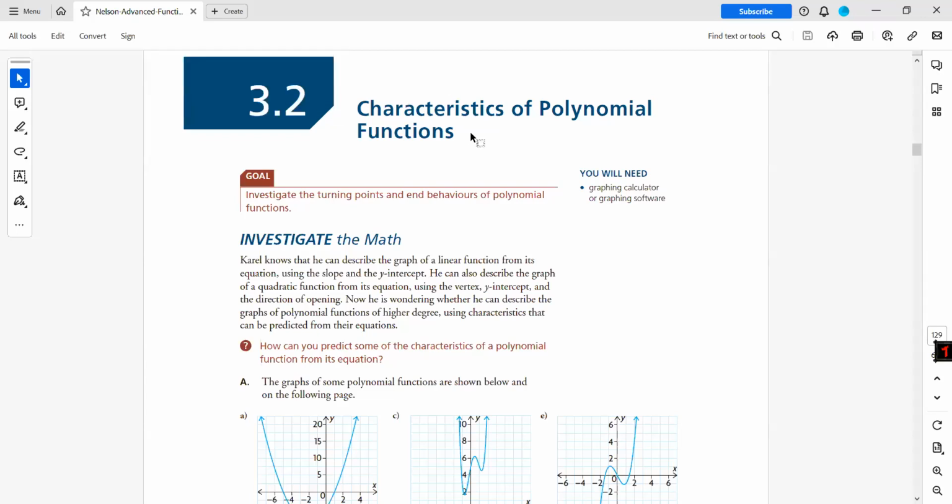And in particular, we're going to talk about characteristics of polynomial functions.